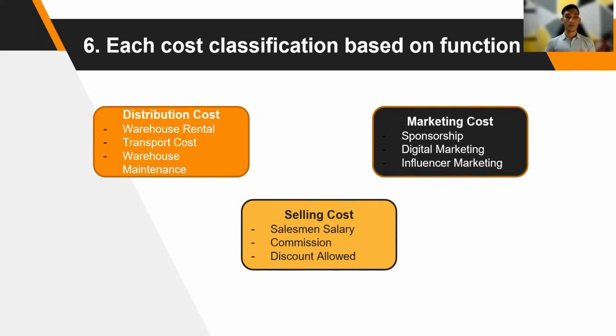And the last classification is selling cost. First is salesman salary. To increase the company's sales, our company has participated in shirt sales events held by several agencies. So the company has hired part-time workers to work during the events, and our company must pay the part-time workers according to the terms and conditions.